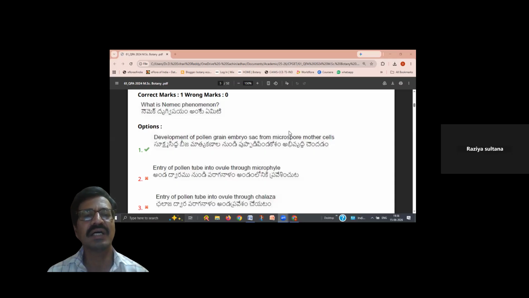Instead of a single nucleus, that single nucleus may be divided into two nuclei: the tube nucleus or vegetative nucleus, and another one called the generative nucleus. Maybe we can find two nuclei, but in this pollen grain, we find 8 nuclei, just like in the female gametophyte or embryo sac. So this phenomenon is called the Nemec phenomenon.